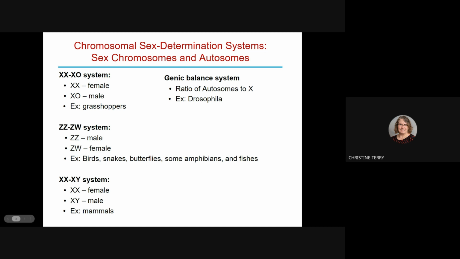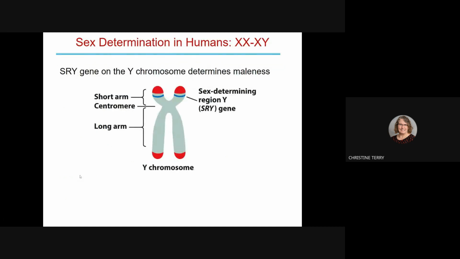So in our XY system, the gene products expressed from the Y chromosome are what contribute to a lot of the male phenotypes. And in flies, it's this ratio. So a lot of differences. And we're going to focus on XX and XY. And this is what I just said.